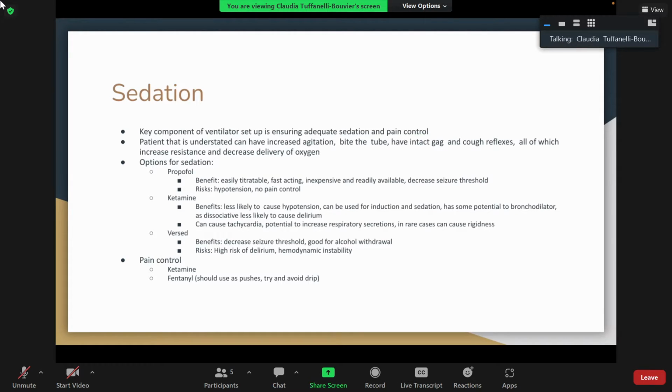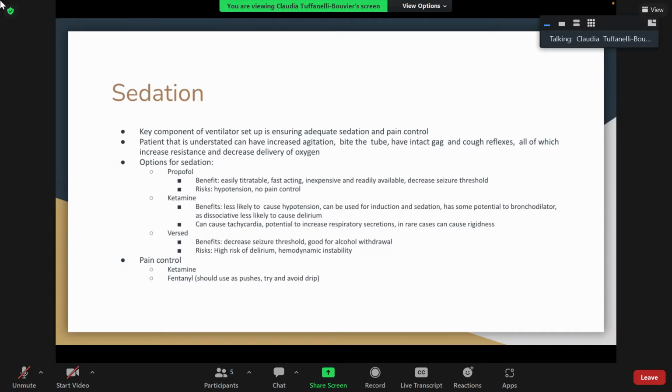Next would be ketamine. Its benefit for putting somebody on a ketamine drip is it's less likely to cause hypotension. It can be used for induction and sedation, so that's kind of nice. You can just give the patient 1 to 2 mg per kg for your initial intubation, then just put them immediately on the drip. Or you can even hang the ketamine and then bolus them from the drip that you already have ready, and then they're immediately on the drip. It has a lot of potential to decrease pain. So when you use ketamine, you usually only have to use one agent, which is nice.